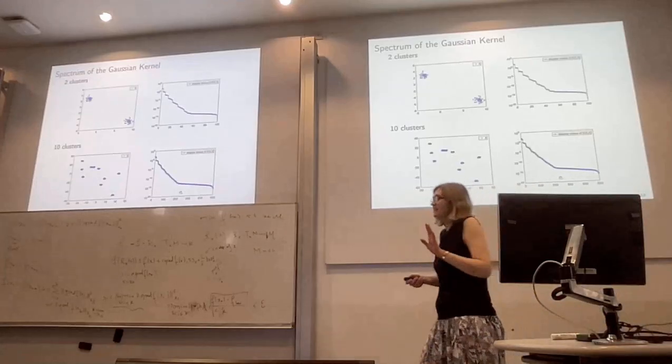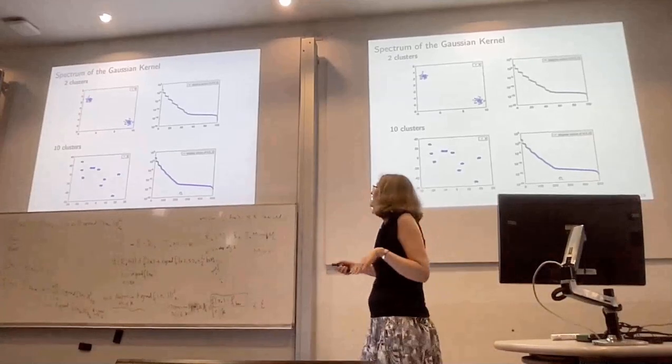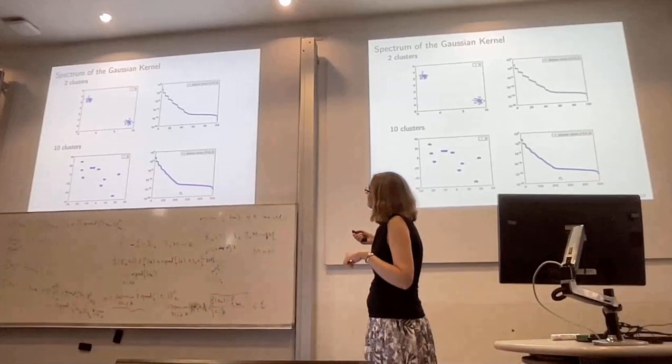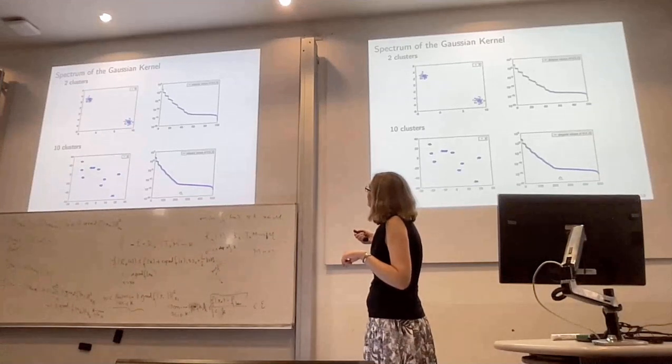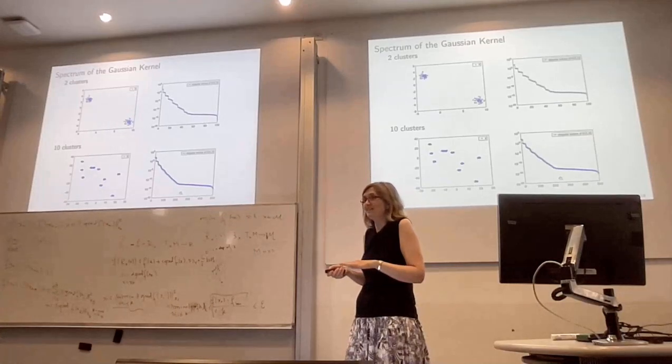This kernel is not quite so nicely low rank as the monomial kernel. These are the leading eigenvalues, which is what we expect for the rank, but actually the singular values of the Gaussian kernel are more slowly decreasing.